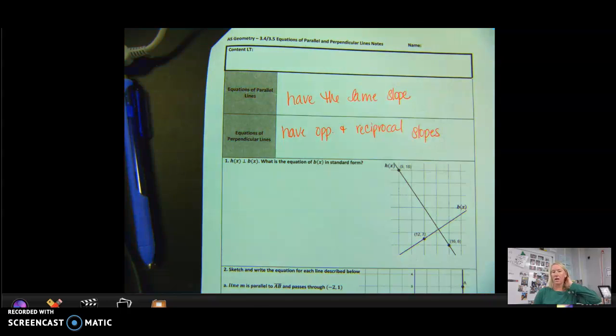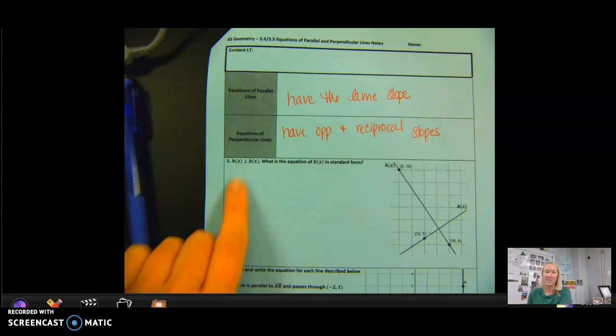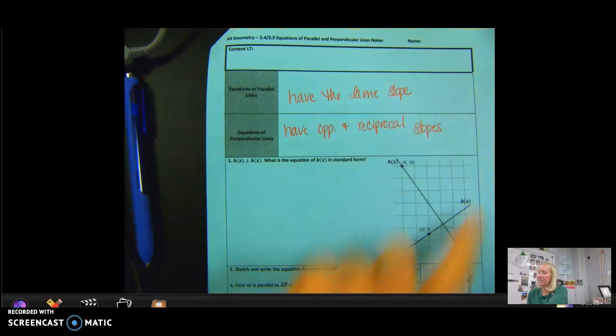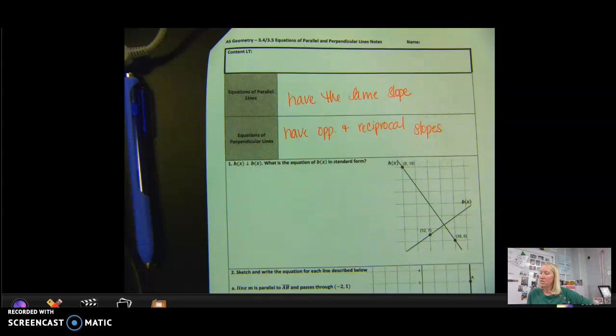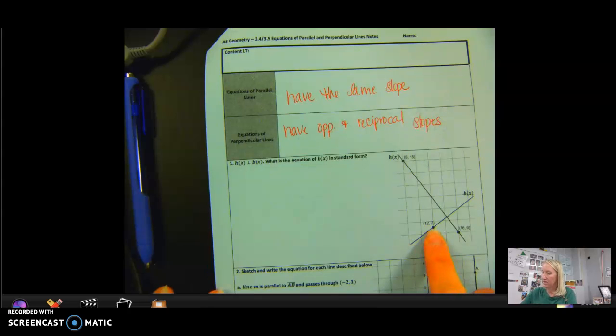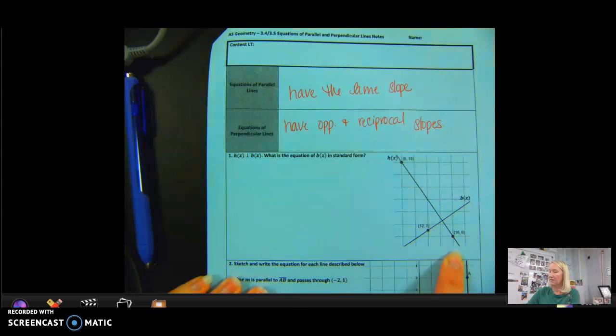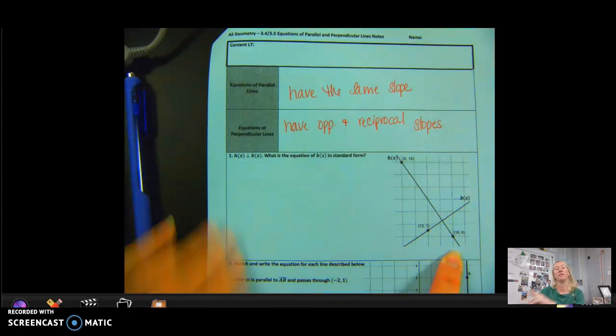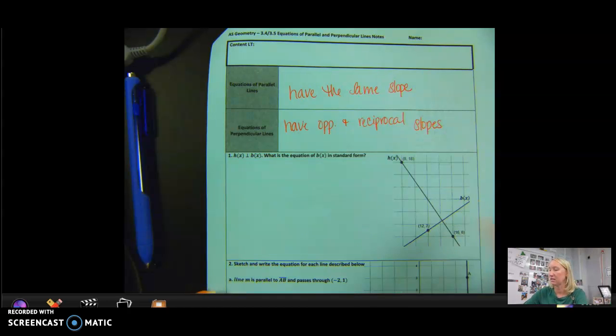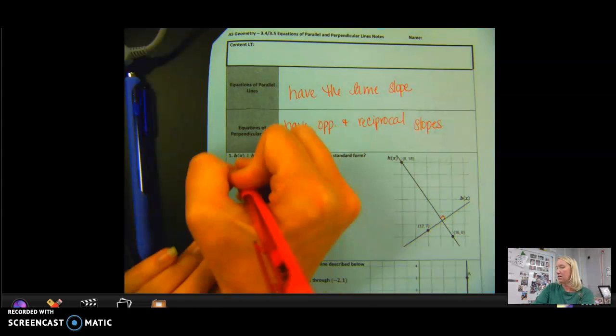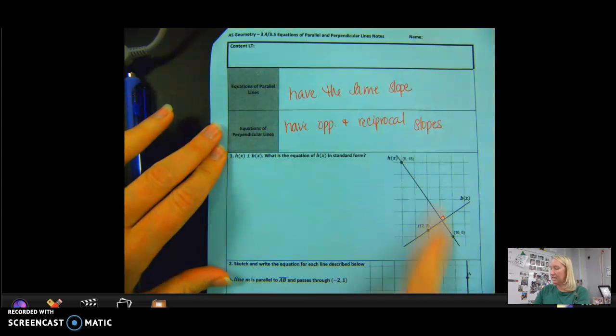Okay. So number one says h of x is perpendicular to b of x. So this line is perpendicular to that line. What is the equation of b of x in standard form? So remember, standard form is ax plus by equals c. So the problem here is that I know one point here, but I don't know the other point to find the slope. So what I'm going to have to do is find the slope of h of x and then find the opposite reciprocal of it to find its perpendicular slope, because it told us that they're perpendicular. So h of x has 8, 18, and 16, 6.